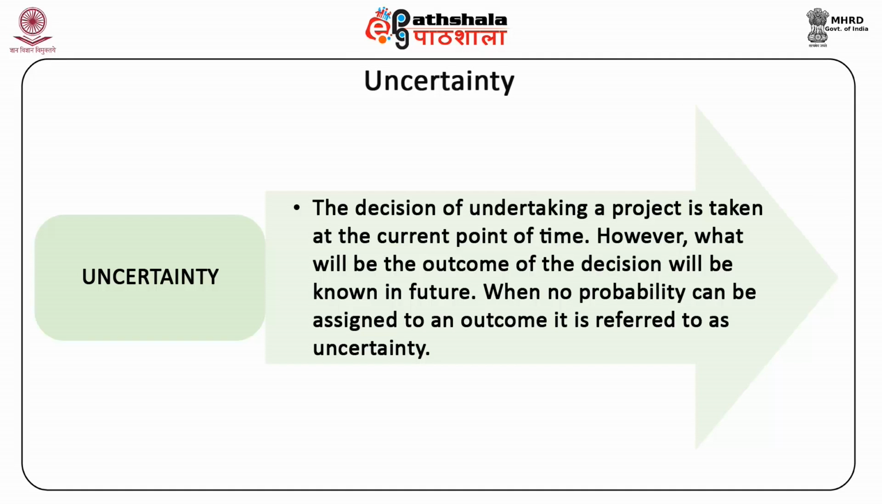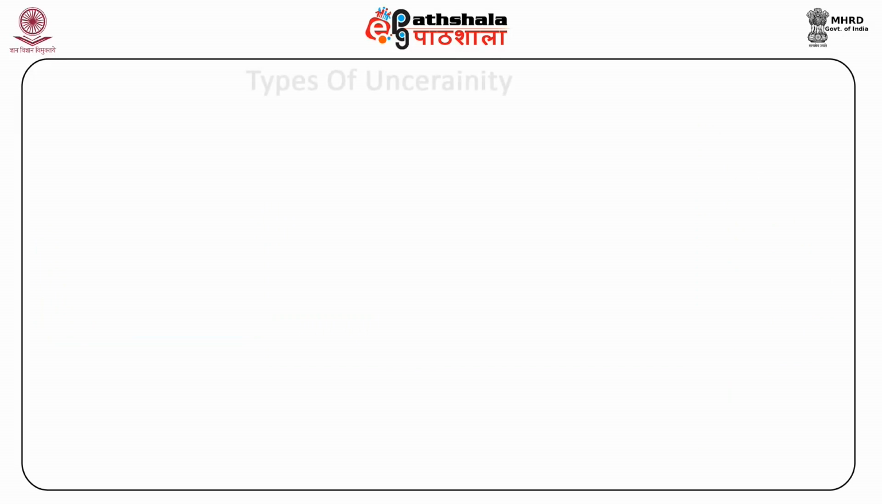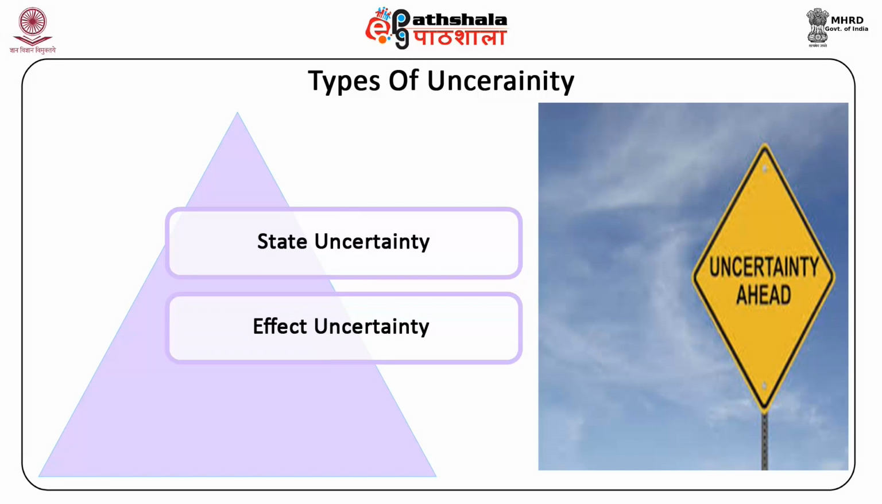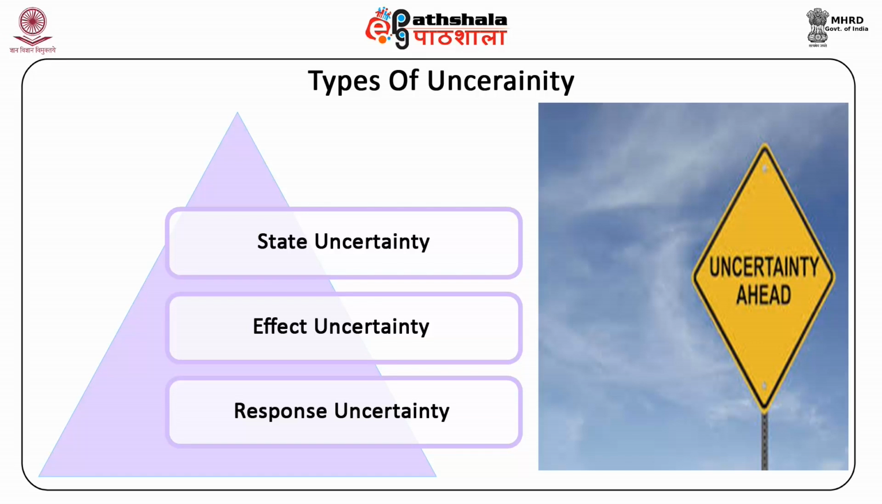Some economists contend that when probabilities could be assigned to various outcomes, it is called risk, and where no probability distribution can be constructed, it is referred to as uncertainty. It is important to understand the nature of uncertainties. They must also be quantified and weighted. Its impact on the project must also be measured. There are majorly three types of uncertainties: state uncertainty, effect uncertainty, and response uncertainty.